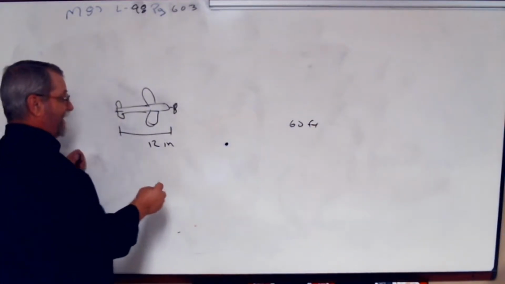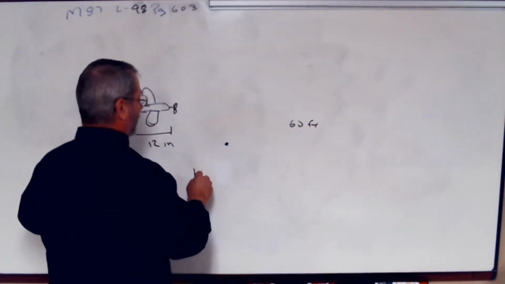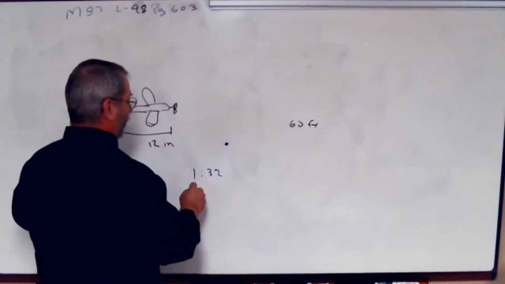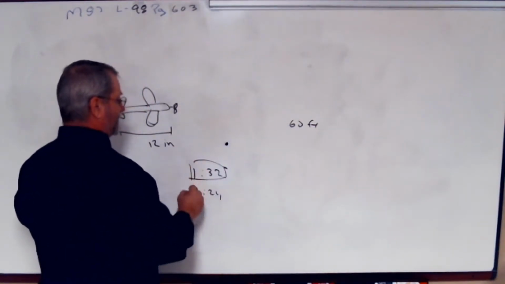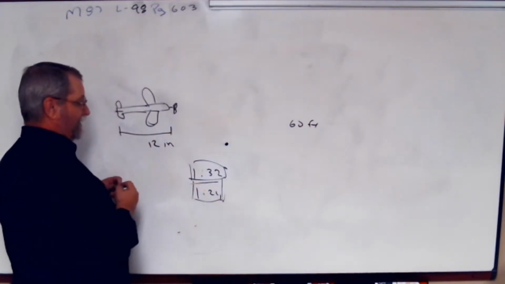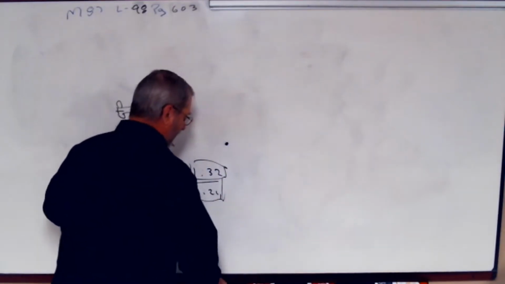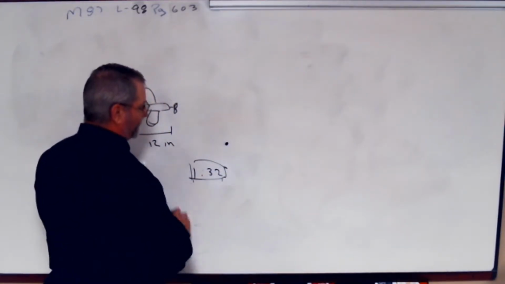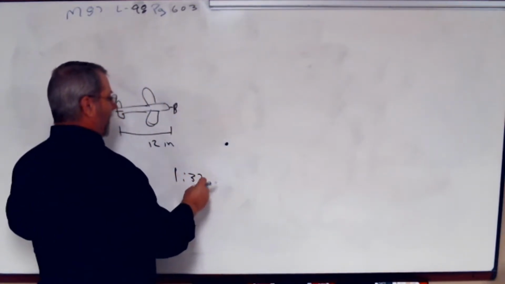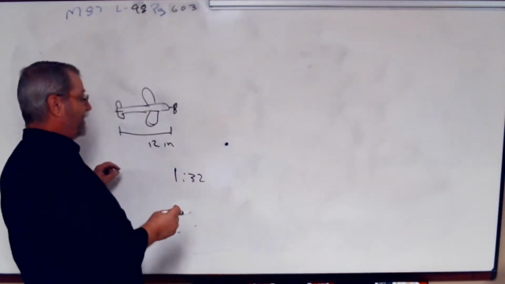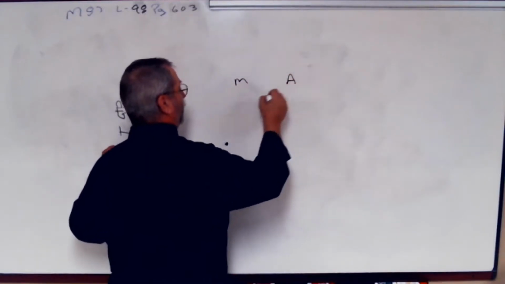What the box has on the end of it is a scale factor. It'll say a 1 to 32 model, or a 1 to 24 model. This is the scale factor right here. Let's say I'm building a model airplane and use 1 to 32, which is pretty normal for models. So I'm going to set up a ratio: here's the model and here's the actual.